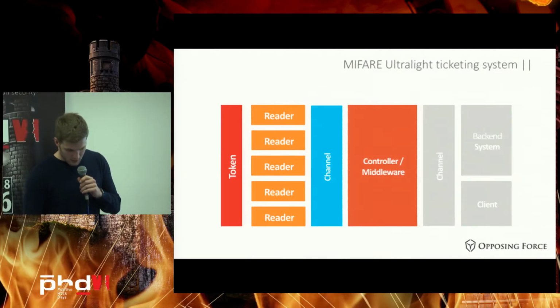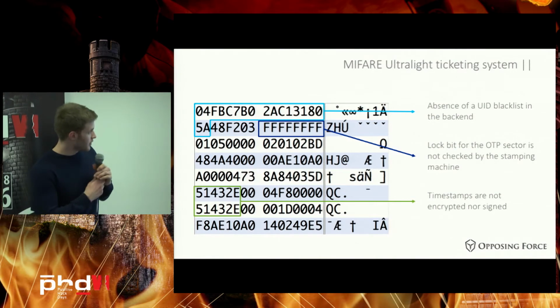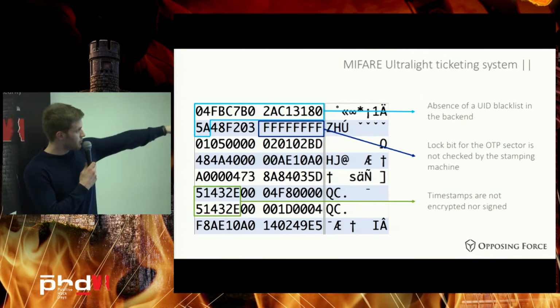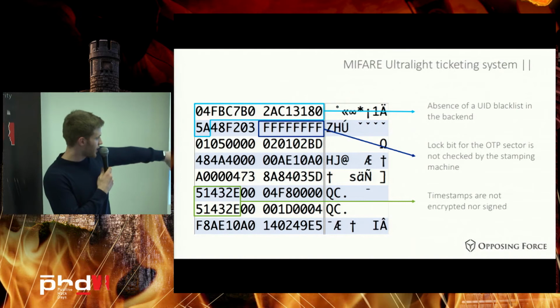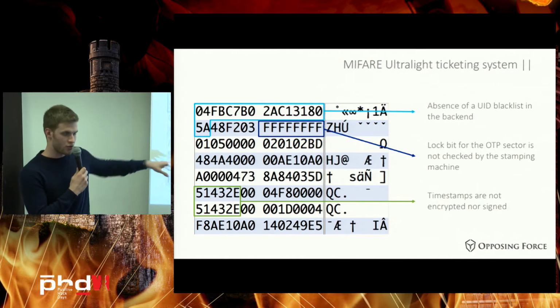The case study was something like what I showed before. You have the UID, the OTP sector, and these are the timestamps for another implementation. We could modify the timestamp and get free writes.